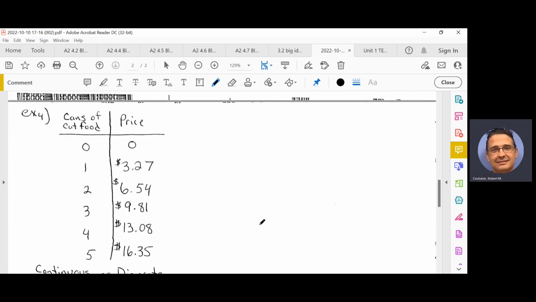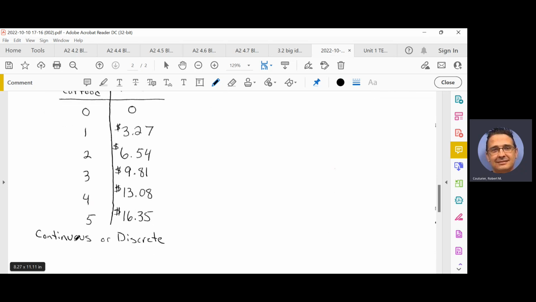flight. All right, we look at our next table of values to determine if this is a function that is linear or nonlinear. You're selling cans of cat food. You buy no cans, it costs you no money. You buy one can, it costs you $3.27. And this is still asking about in between values. Looking at if it's continuous or discrete, is this continuous? Is this discrete?